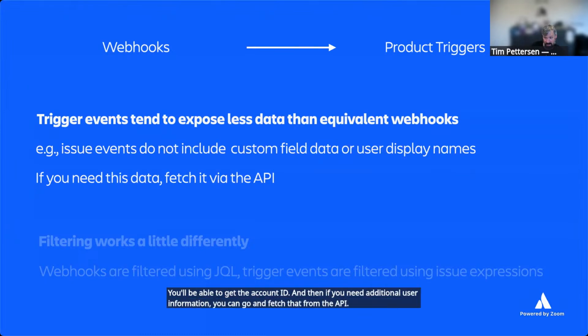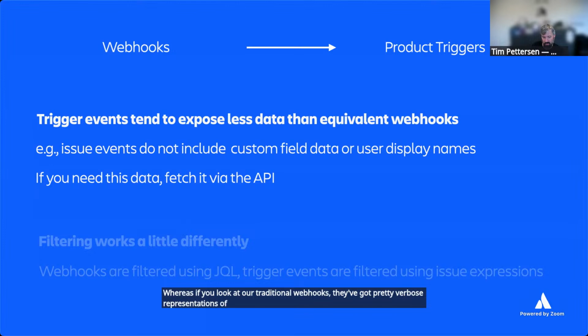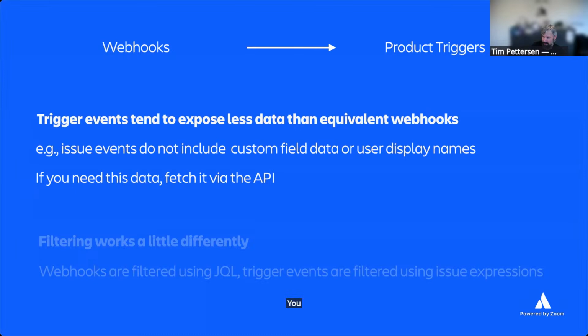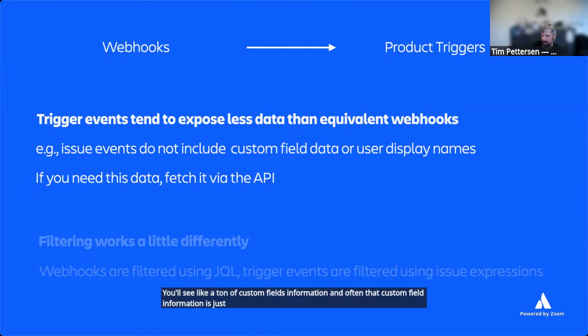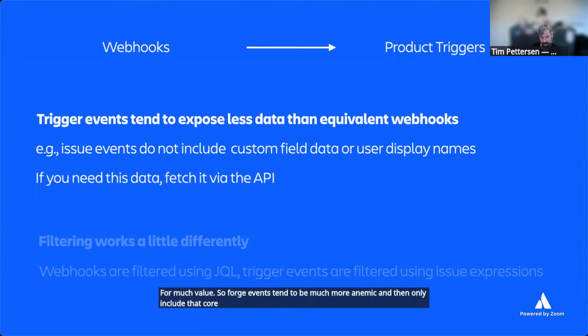Whereas if you look at our traditional webhooks, they've got pretty verbose representations of data objects. If you've ever consumed a Jira issue created or updated event, you'll see a ton of custom fields information, and often that custom field information is just null. So it's a crazy amount of data to send over the wire for not much value. So Forge events tend to be much more anemic and only include that core information and some identifiers that let you look up additional context via REST if you need to.